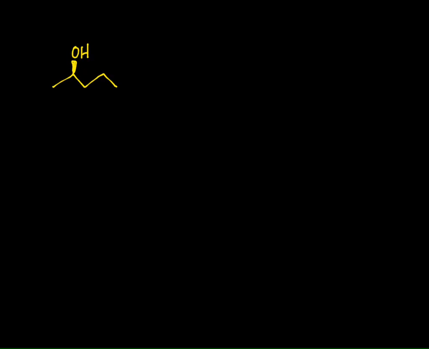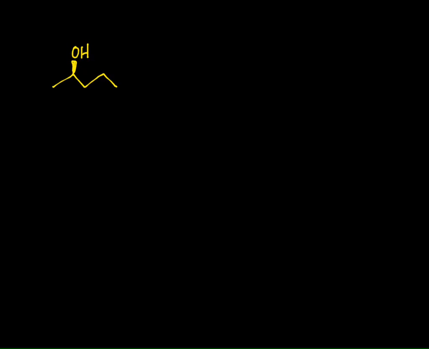Here I have, let's see, 1, 2, 3, 4, 5 carbons, so this is 2-pentanol. Now, when I assign priorities, the oxygen gets priority number 1, the propyl group gets priority number 2, and the methyl group gets priority number 3. Where is the fourth one? Again, it's hydrogen, right? And the hydrogen's going behind me, so in this particular case, I can ignore it.